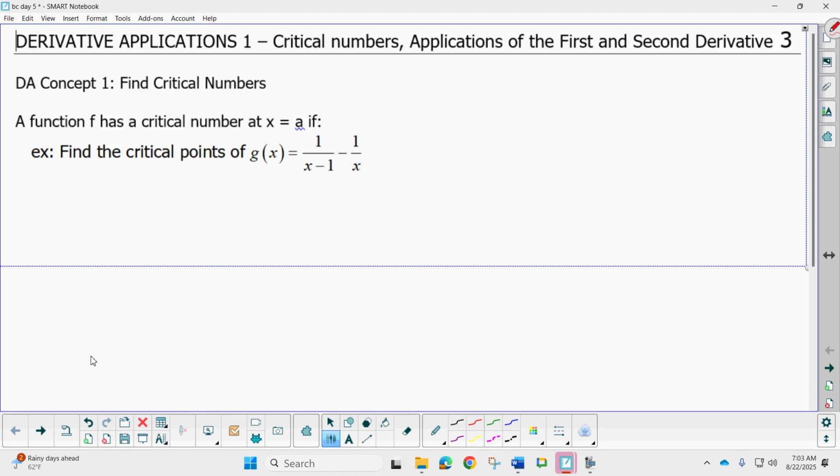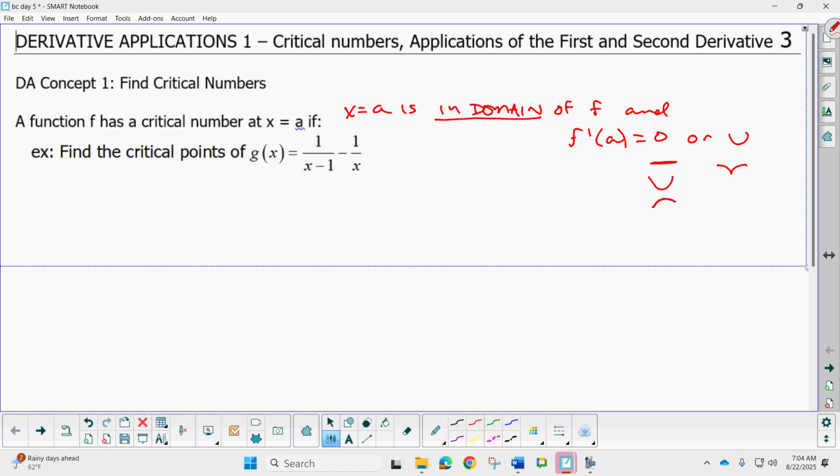A function has a critical number at x equal a if x equal a is in the domain of f and f prime at that point is 0 or undefined. It could be a place where the graph goes flat or has a sharp turn, and that flat could be a min, could be a max, or could be a neither. And that sharp turn could be a min or could be a max kind of thing.